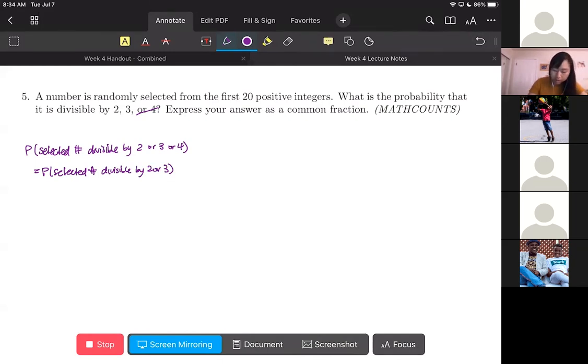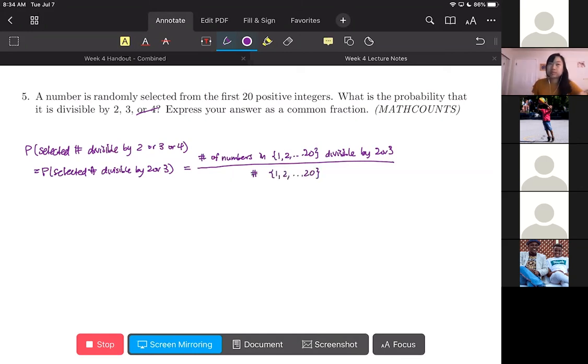Cool. So here we have probability select a number divisible by 2 or 3 or 4. You said that was the same as the selected number being divisible by 2 or 3. Basically, we want to count total number of numbers in 1, 2, all the way to 20, divisible by 2 or 3. And then here we just have number in 1, 2.